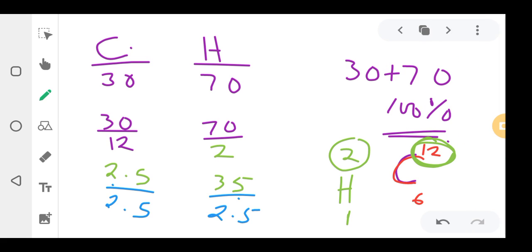So what are you going to have? 2.5 into 2.5 is 1, it will cancel. 35 divided by 2.5, what answer are we going to get? You find that the answer is going to be 14. Am I correct? 35 divided by 2.5, what's the answer? 14. Yes, 14.